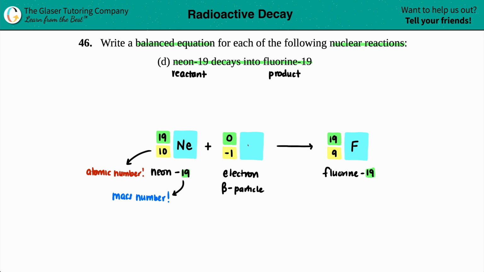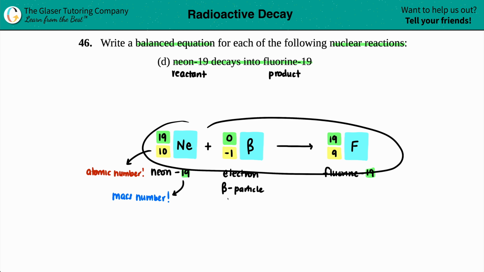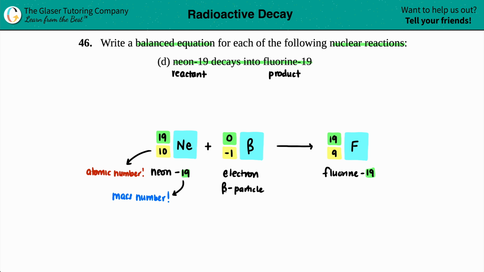So whether you want to put an E for an electron or a B, you're good to go, right? Because electron and beta are the same thing. So this would be kind of like a capture, right? This would be an electron capture example.